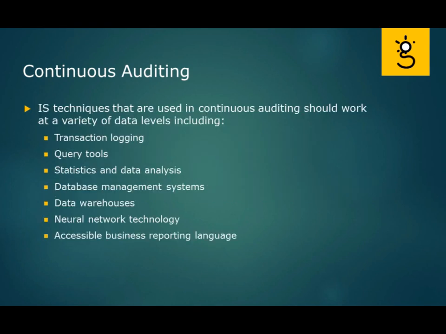IS techniques that are used in continuous auditing should work at a variety of data levels, which could include things like transaction logging. Now, when you think of the definition of a transaction, it means that a series of events have to happen 100%, or they're all rolled back. Nothing happens at all. That's a typical operation of a database function. Could be a financial type of function. Other areas where you might consider using continuous auditing are query tools or statistic and data analysis, database management systems, data warehouses, neural network technology, and accessible business reporting languages.